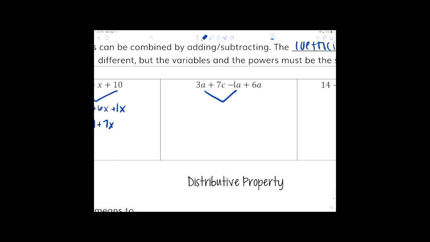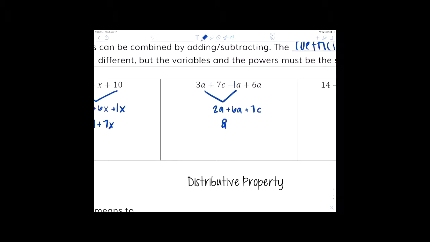Okay, so I'm going to combine my 3a and my negative a here, or negative 1a. So I have 3a minus a. What does that give me? 2a. So now I have 2a. I'm going to rearrange this a little bit. Plus 6a plus 7c. Am I done? No. What can I combine? I can combine 2a and 6a. Okay, when I combine 2a plus 6a, what do I get?